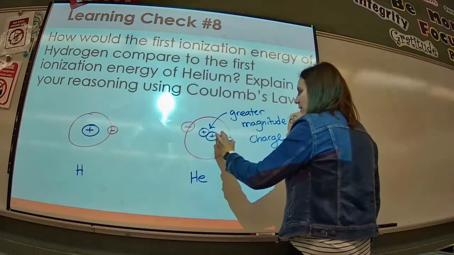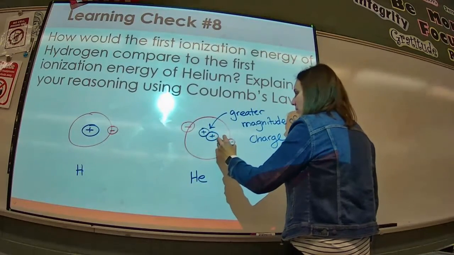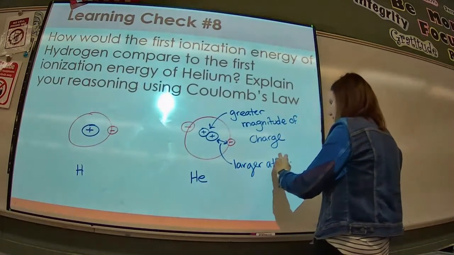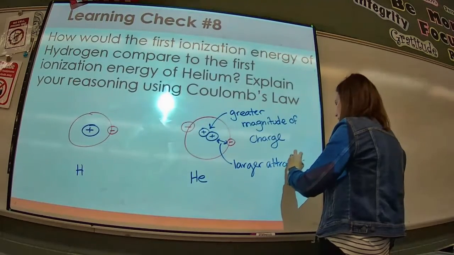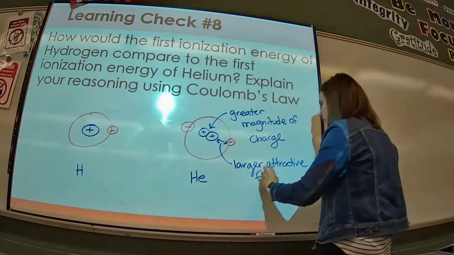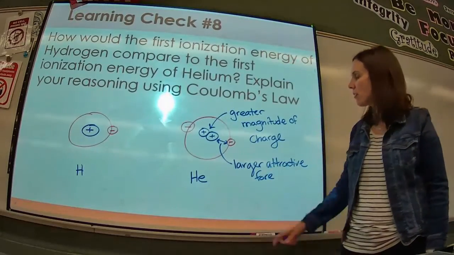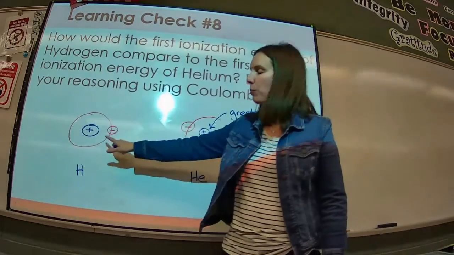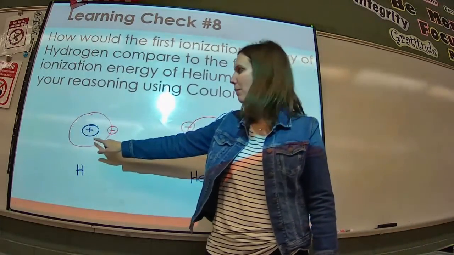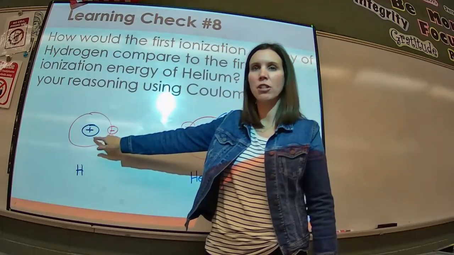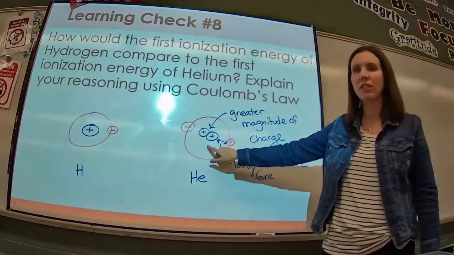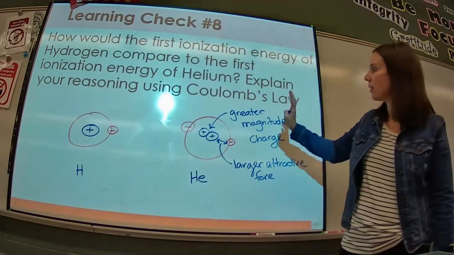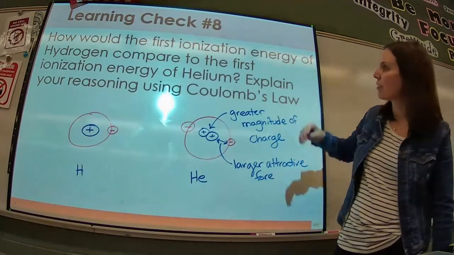So between these two, there's a larger attractive force. Okay, so there's a larger attractive force between our first electron and the nucleus than there would be over here in hydrogen, okay, because the magnitude of charge is smaller. The magnitude of charge is 1, whereas the magnitude of charge over here is 2. It's double that. So it says, explain your reasoning, and so compare the first ionization energies.